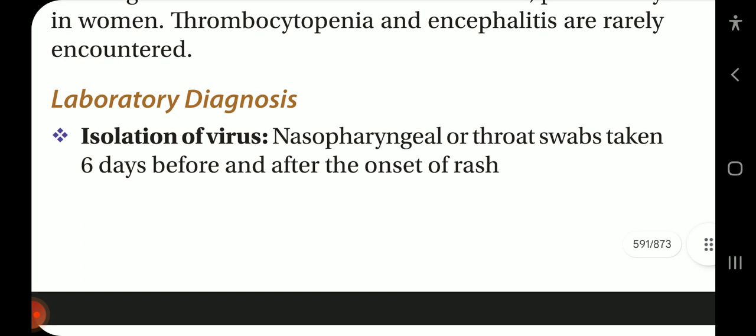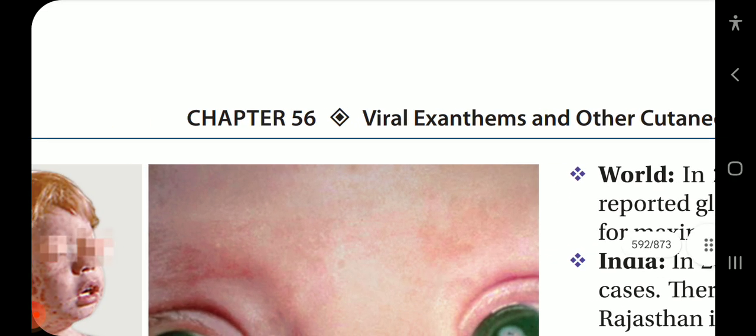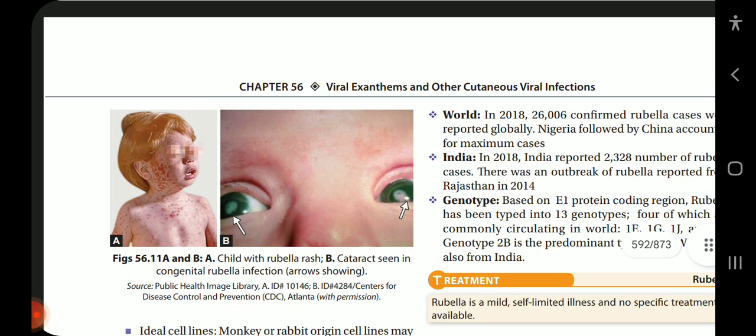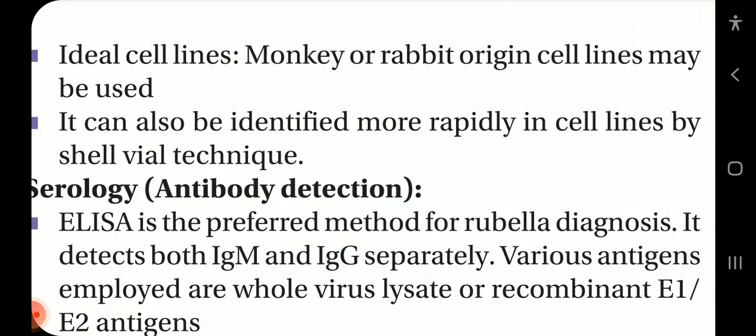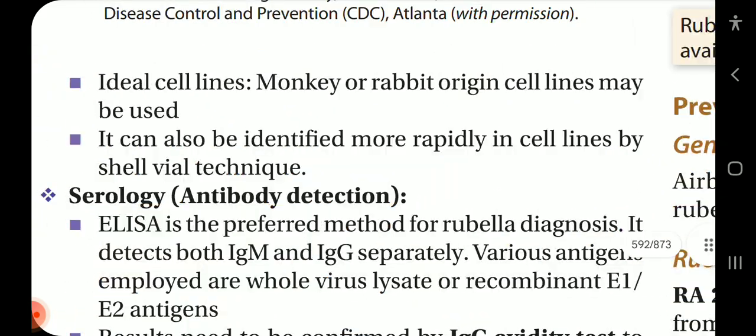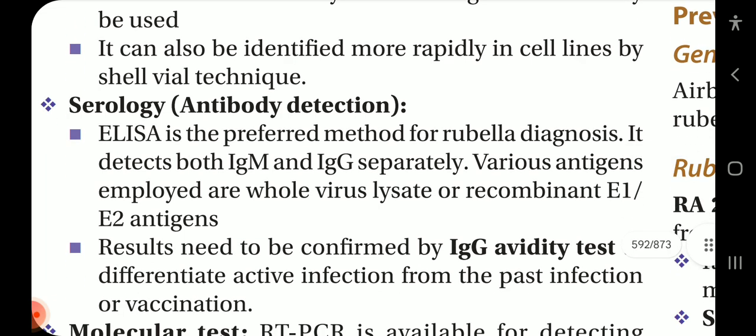Lab diagnosis: isolation of virus from nasopharyngeal or throat swabs taken 6 days before and after the onset of rash. Now in this figure, we can see a child with rubella rash and cataract seen in the congenital rubella infection. Ideal cell lines, monkey or rabbit origin cells, may be used. It can also be identified more rapidly in cell lines by the shell-vial technique.